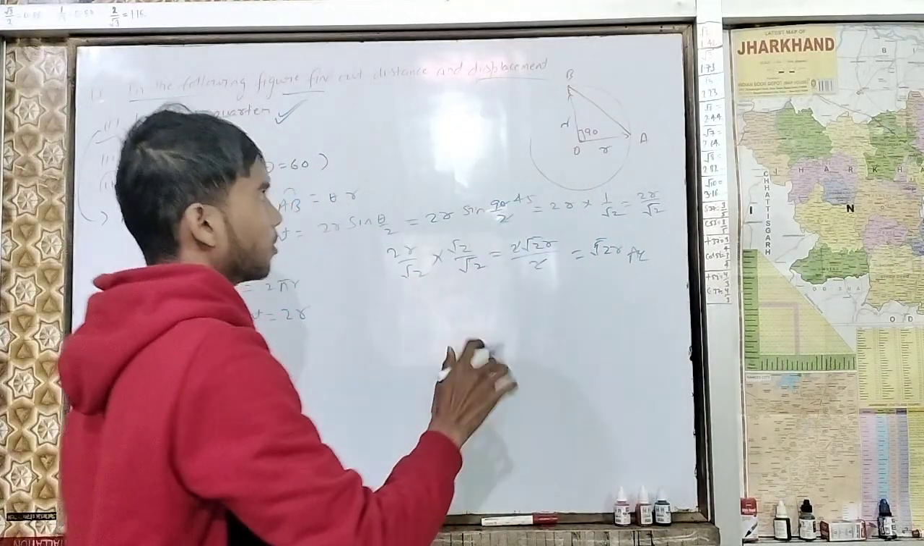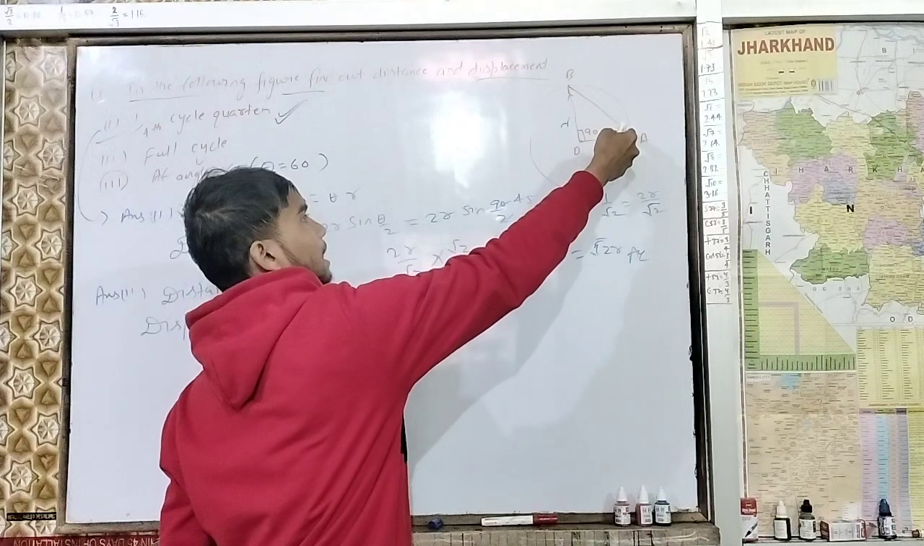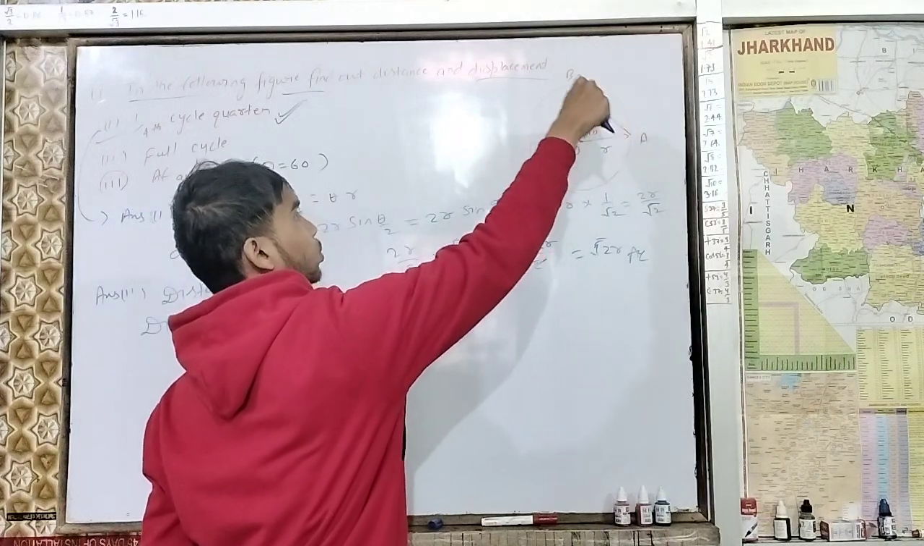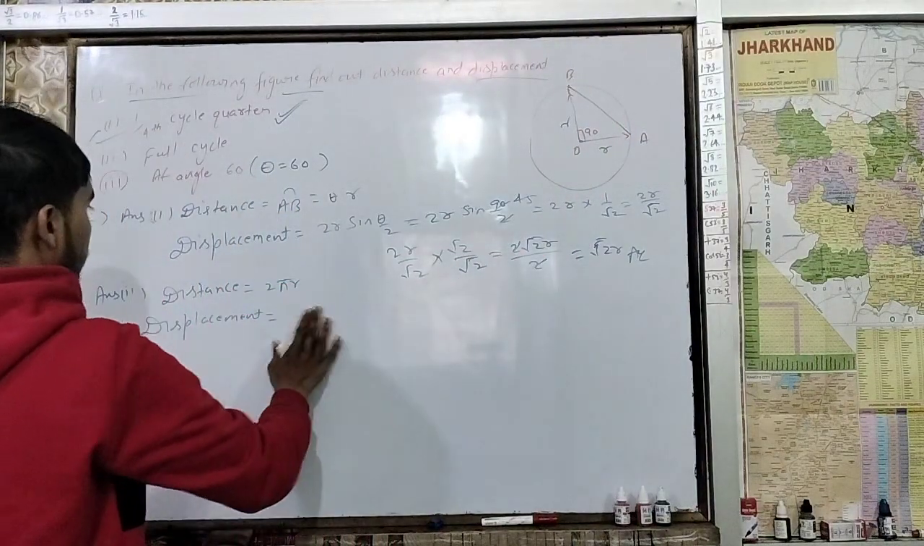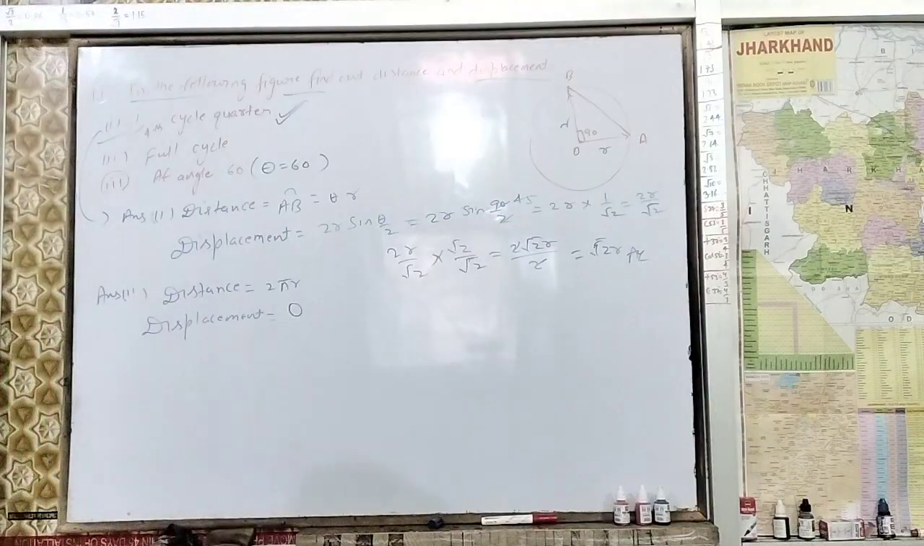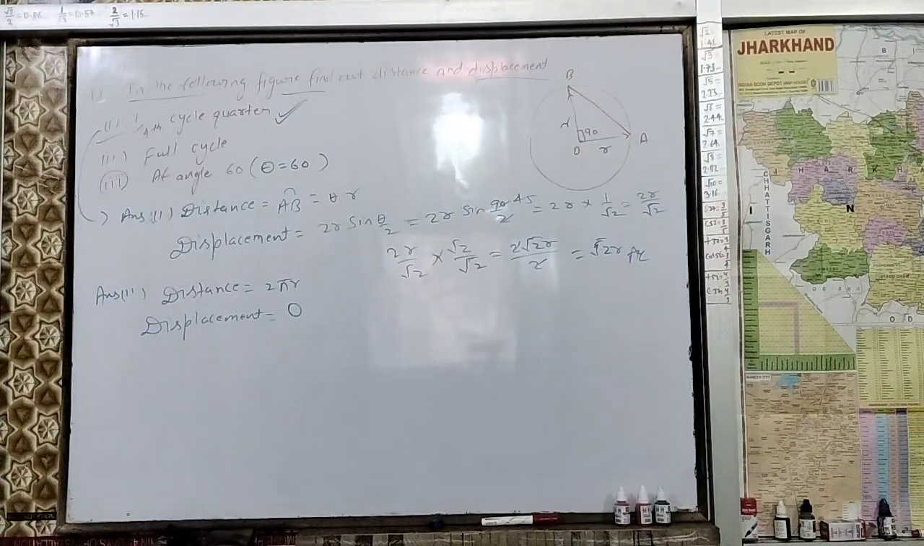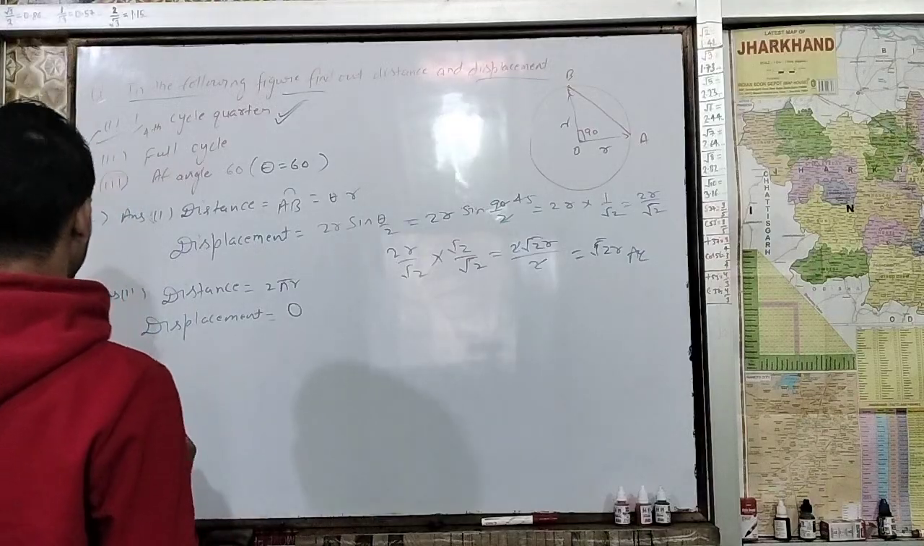But remember, it came again to the initial point. That's why displacement will become 0, because it came to the initial point. Clear? So displacement will be 0. Finally, here we are, right? Okay, we are correct.